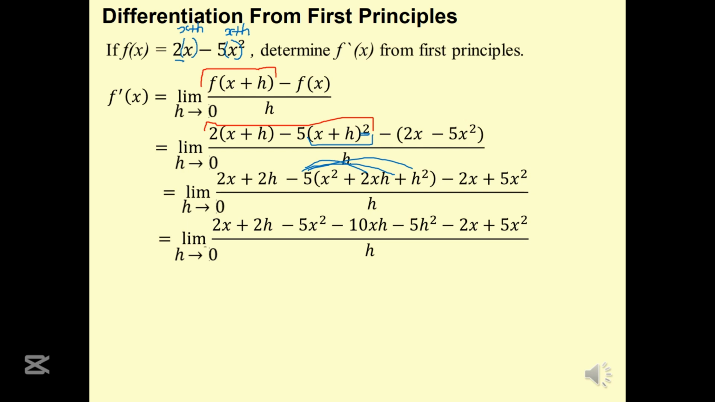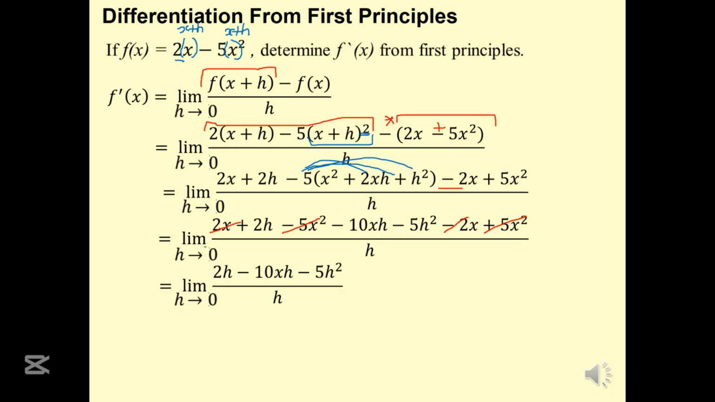If you look at the last terms of my expression, you will notice that there is a negative here. And then we are subtracting two terms. So the first one must be negative 2x and the next one must be positive, because negative times negative makes it positive. Now we need to get rid of like terms. Minus 5x squared plus 5x squared gives me 0. 2x minus 2x gives me 0. Now I'm left with 2h minus 10xh minus 5h squared over h.